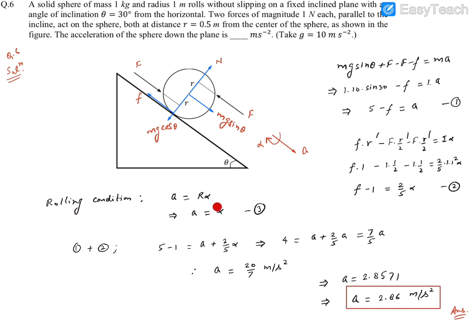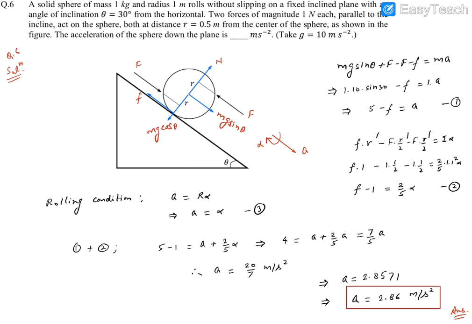The no slip condition or rolling condition will say a is equal to R alpha, and R is 1, so a is equal to alpha. So that's the third equation. Now we can add the first and second equations, then f will disappear. This will be 5 minus 1, that is 4, is equal to a plus 5 by 2 alpha. This alpha could be replaced by a, so that is ultimately 7a by 5. So a turns out to be 20 divided by 7.